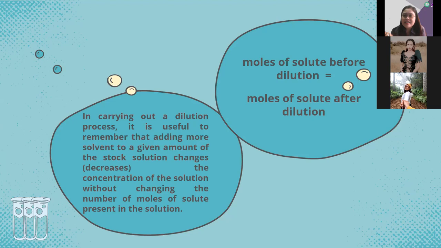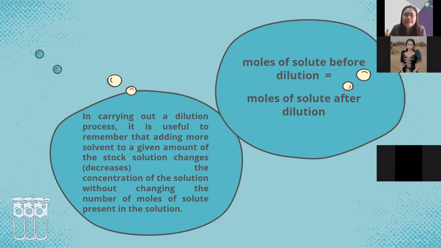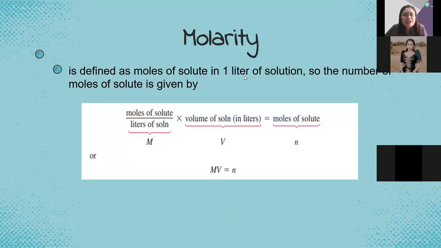Ang inadd lang natin is ang solvent. But since the concentration, class, is an intensive property, it is not really dependent on the amount of the substance being considered. Therefore, the moles of solute before dilution will be equal to the moles of solute after dilution. So we are talking about the solute here, ha? Kasi ang inadd natin solvent naman. Hindi naman natin pinakialaman yung ating solute. So it will be the same before and after the dilution process. Mag-iiba lang yung concentration kasi nag-add tayo ng solvent.